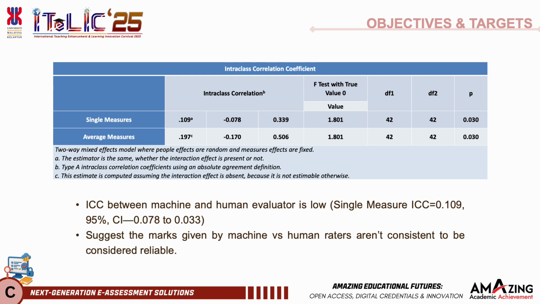So the result concludes that the intra-class correlation coefficient between machine and human evaluator was low, as suggested by the single measure ICC at 0.109, and a confidence interval of negative 0.078 to 0.339, which indicates a poor agreement between the two. Now, even though the result is statistically significant, the low reliability values suggest that the marks given by machine and by human are not consistent enough to be considered reliable. I'm going to discuss that in a bit.